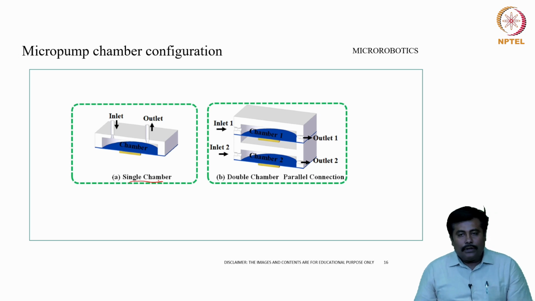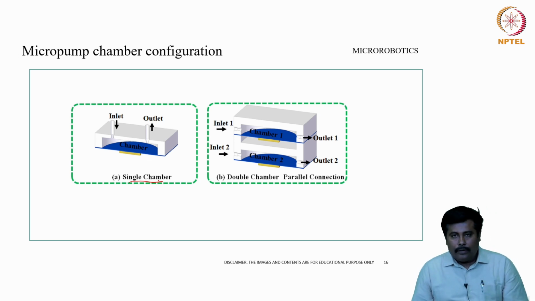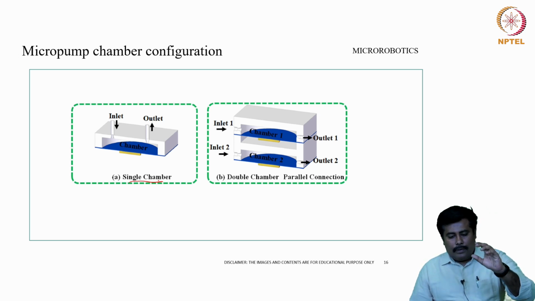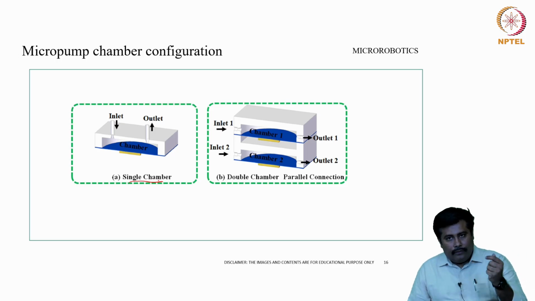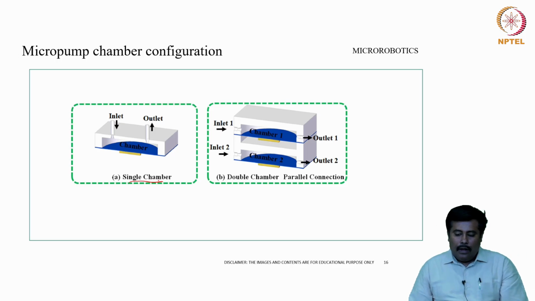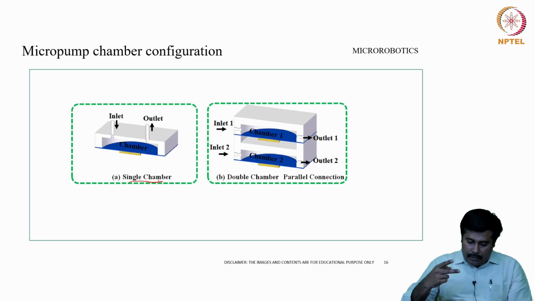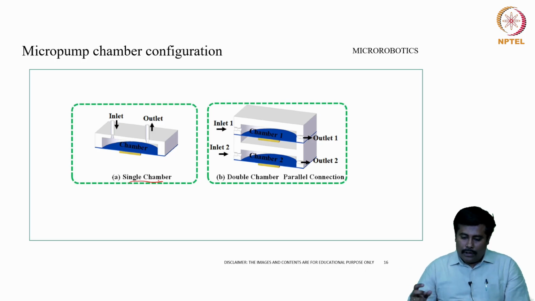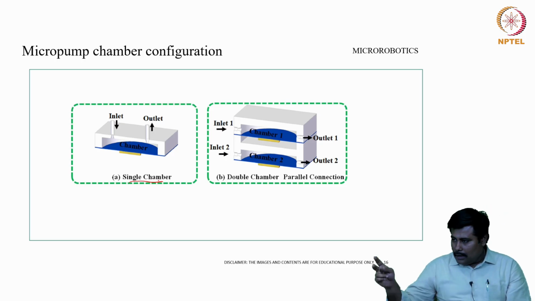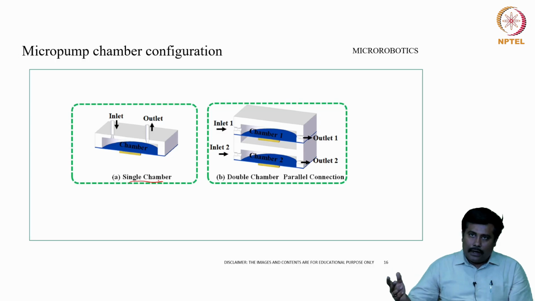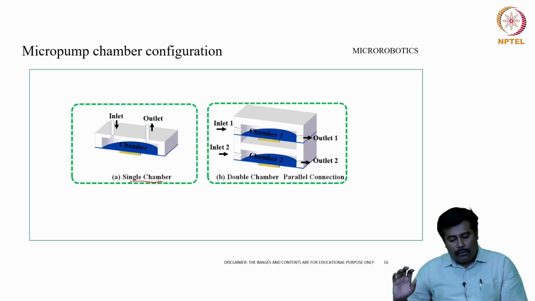Whereas, in the double chamber parallel connection, we have a chamber 1 in place and a chamber 2 in place. Liquid is fed into the inlet through chamber 1, and we have two inlets and two outlets. These two chambers vibrate and oscillate at a higher frequency, and you get an outlet coming out of it.